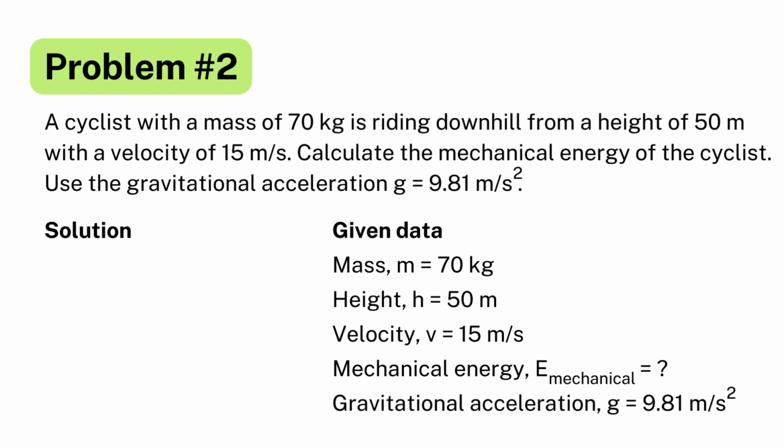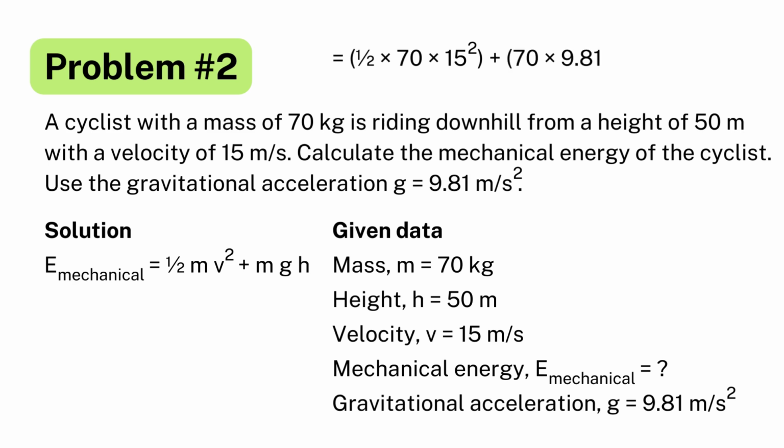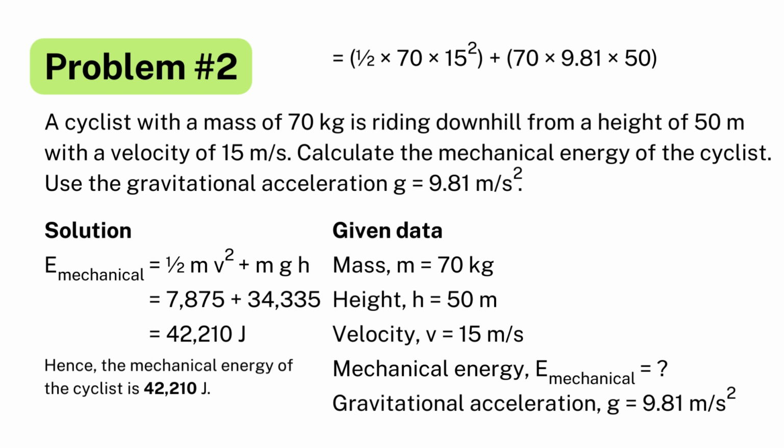Place the given values into the equation E mechanical equals half times mv square plus mgh. So the value of E mechanical becomes half multiplied by 70 multiplied by 15 square plus 70 multiplied by 9.81 multiplied by 50. The value of E mechanical further becomes 7,875 plus 34,335, and finally, we will get the value of E mechanical as 42,210 joule. Hence, the mechanical energy of the cyclist is 42,210 joule. So that's a wrap on mechanical energy.